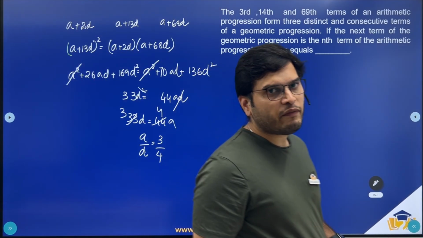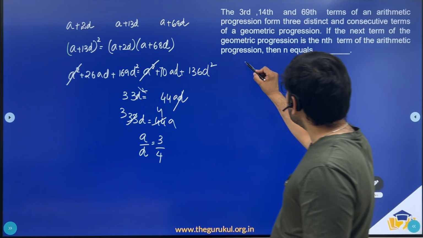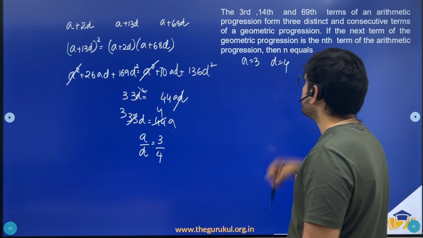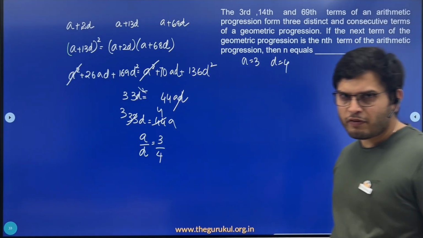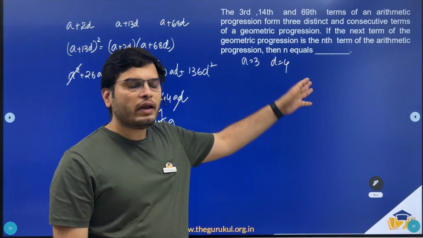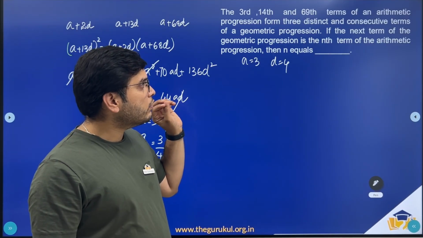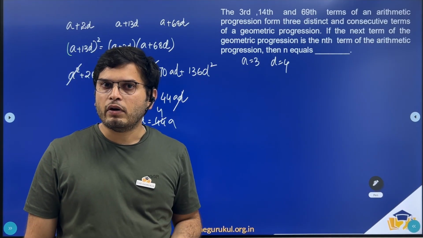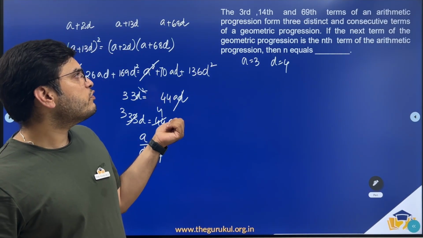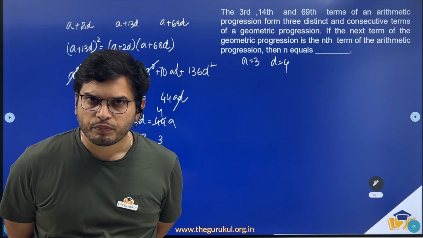Now we have a relation between a and d. a by d is equal to 3 by 4, right? Now let me consider a is equal to 3 and d is equal to 4, instead of 3x and 4x, for the calculations to be easier, because we are nowhere asked to find the 26th term of the arithmetic progression. Now we are asked to find, if the next term of the geometric progression is the nth term of an arithmetic progression, then n equals what, right?